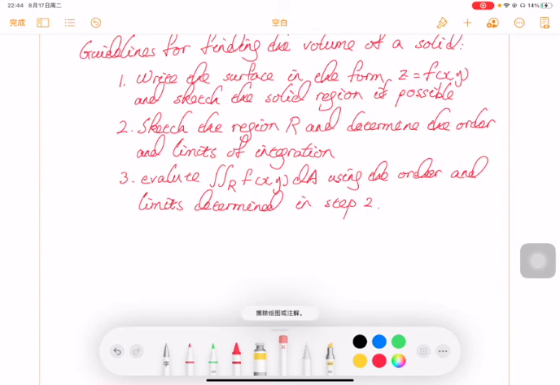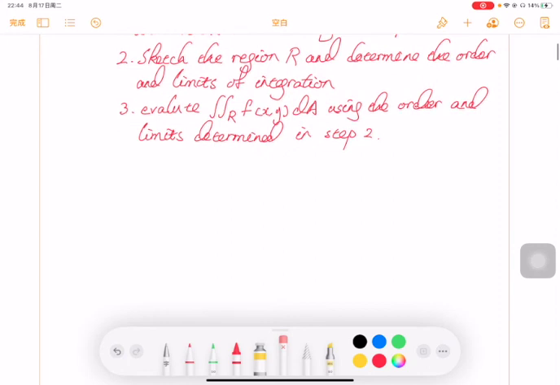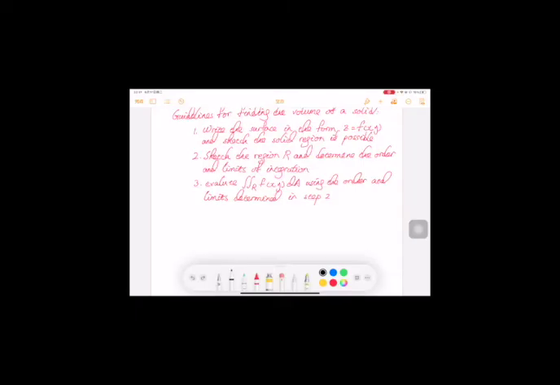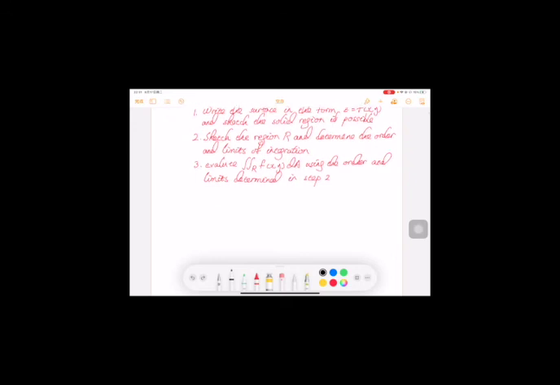Okay, now let's look at another application of double integrals. Another common application of double integrals is to find the average value of a function over a region.